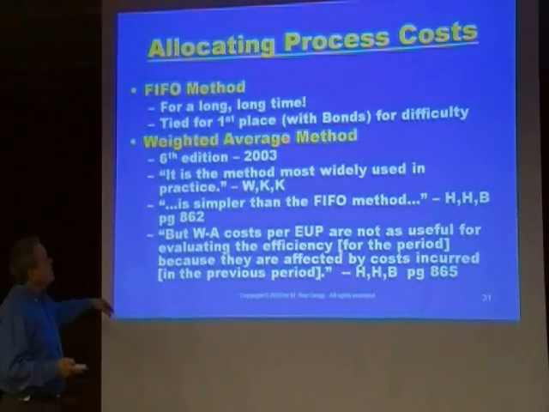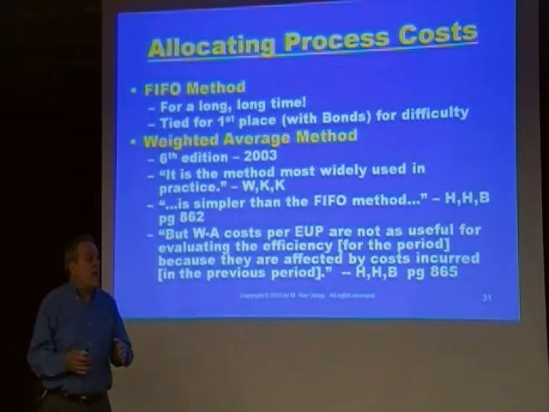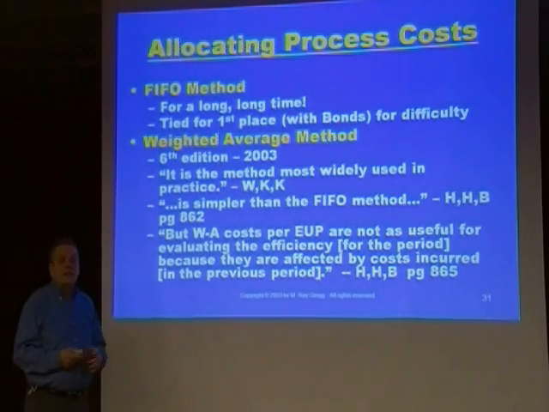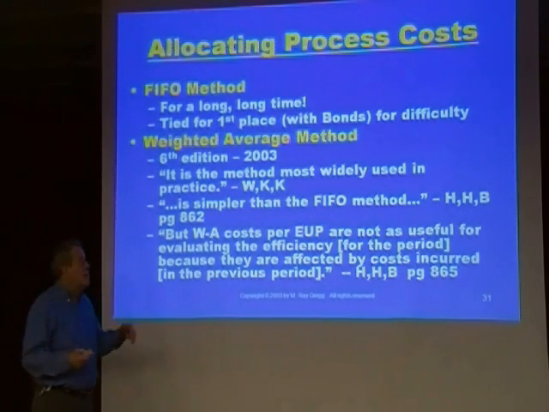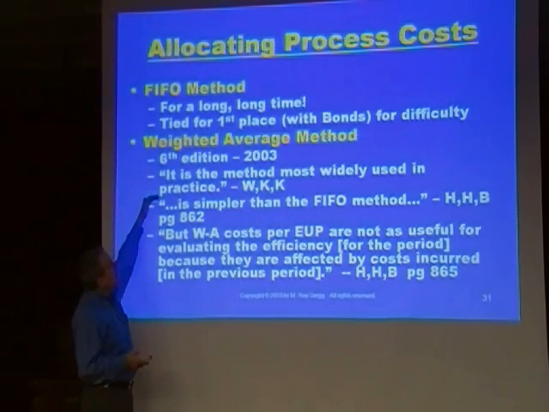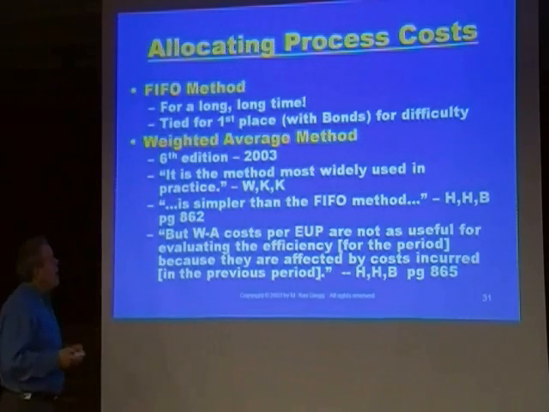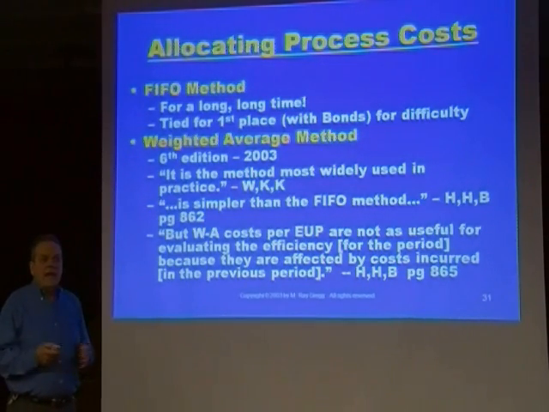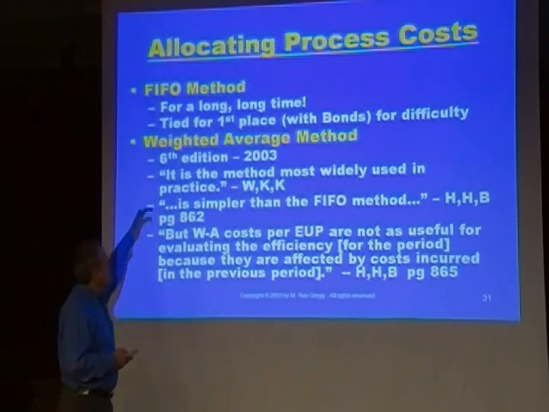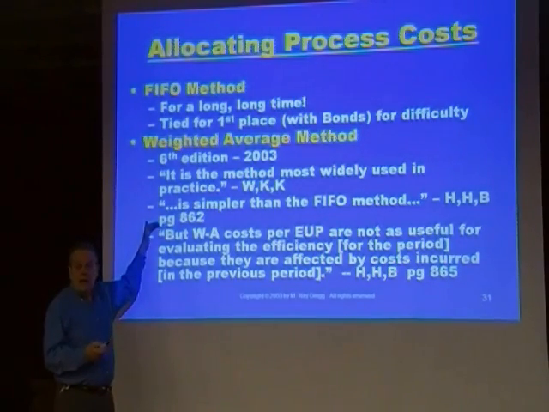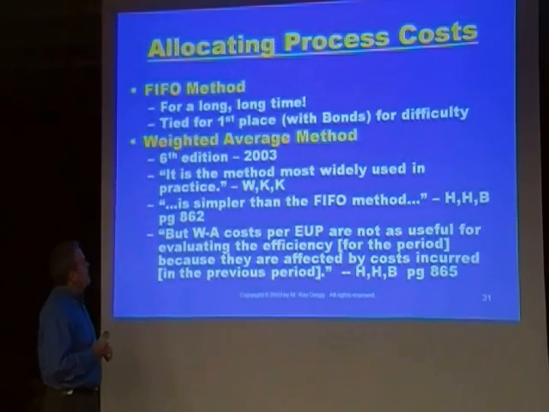In this book, in the 6th edition, we switched from FIFO to the average method, and I've accumulated some other comments by others on it. This is our book. It's the method most widely used in practice. I can't refute that. I haven't gone around and taken a survey. I know not whether that's true. In another textbook, it says it's simpler than FIFO, which is my concern that we've just chosen to do it because we think that you can get that and not get the other one.